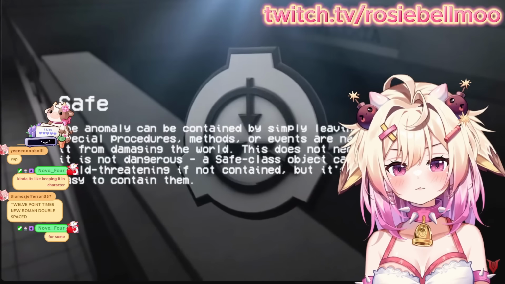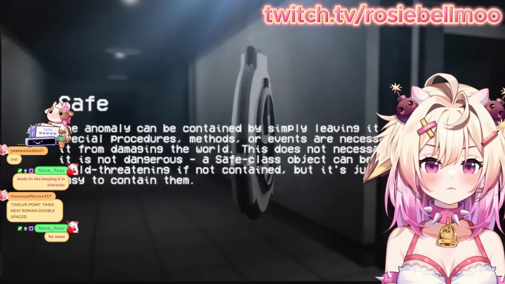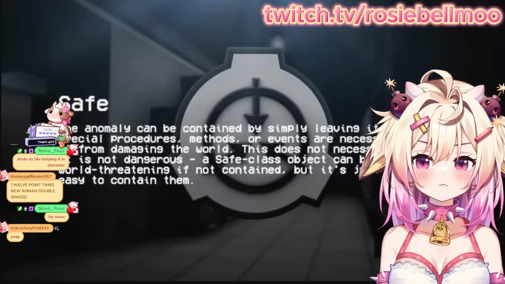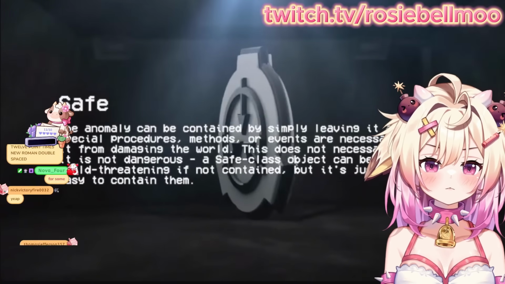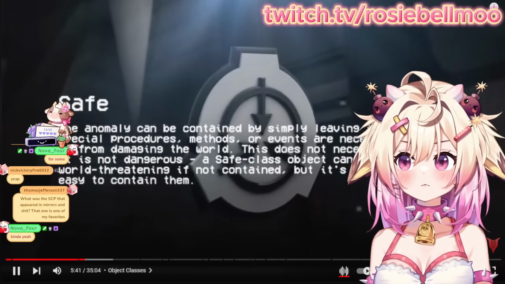Safe. The anomaly can be contained by simply leaving it alone. No special procedures, methods, or events are necessary to keep it from damaging the world. This does not necessarily mean it's not dangerous. A safe class object can be world-threatening if not contained, but it's just really easy to contain them.